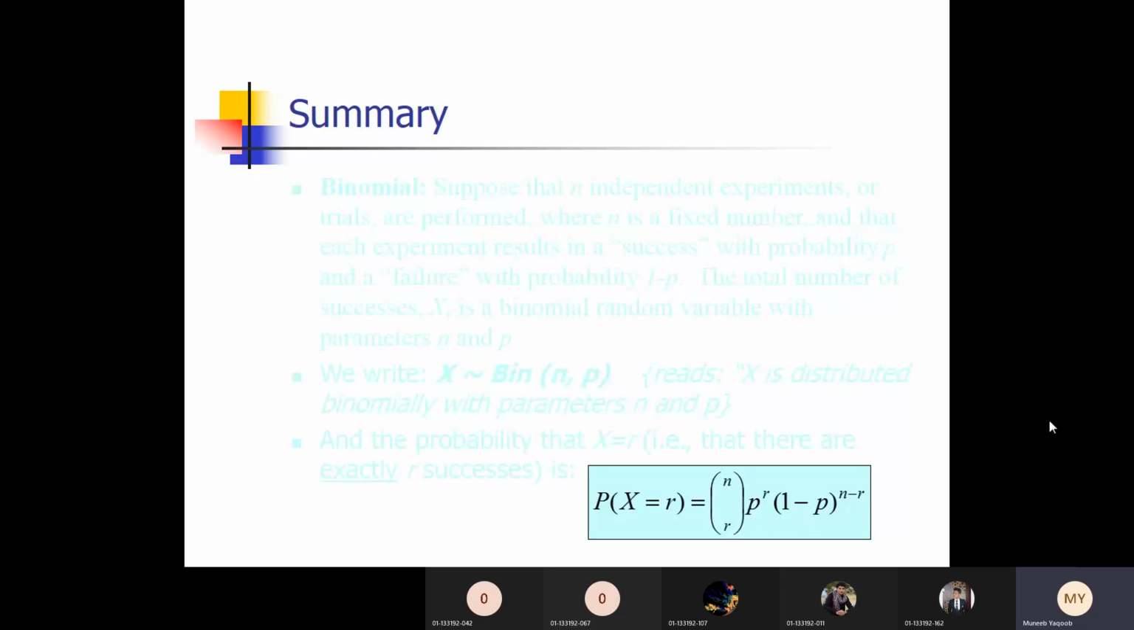In your textbook, that is Walpole and Myers, the number of successes is represented by small x rather than small r. So if you want to change this formula in terms of x, you should replace every r with small x. The formula becomes probability of capital X equals small x is given by nC small x, p power small x into 1 minus p power n minus small x. So this is the standard formula for the binomial distribution.